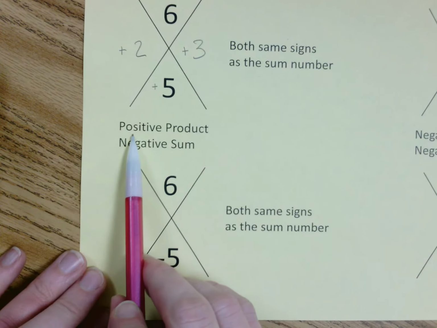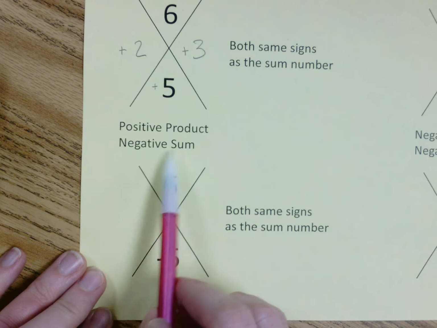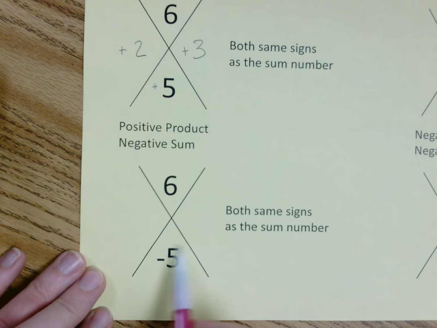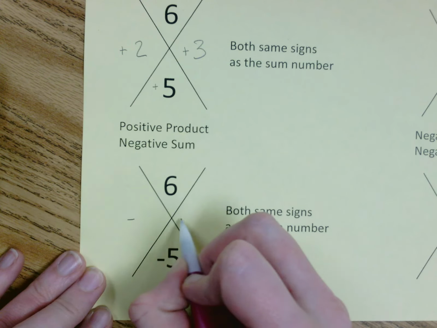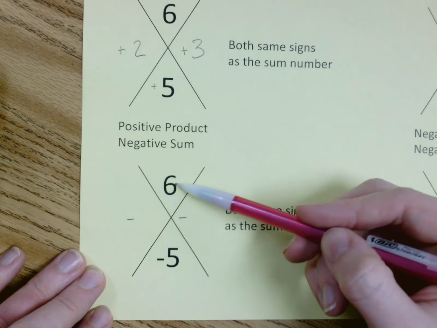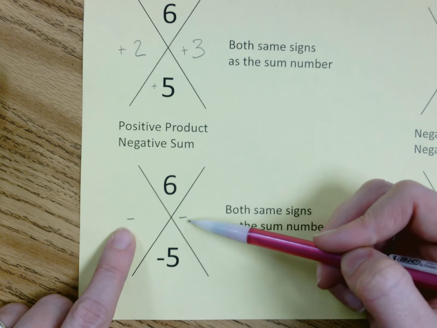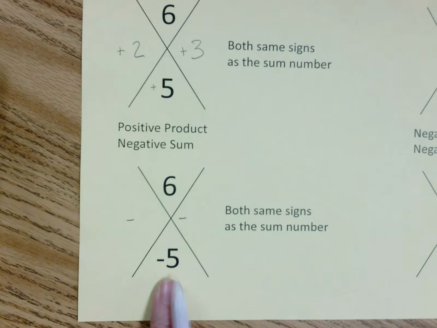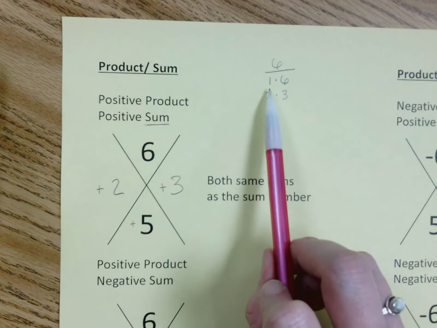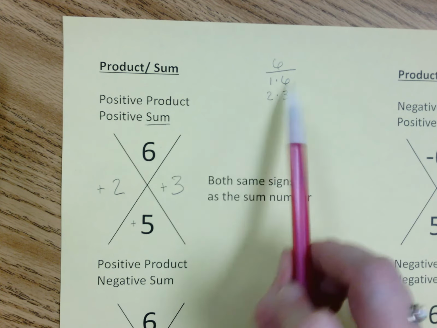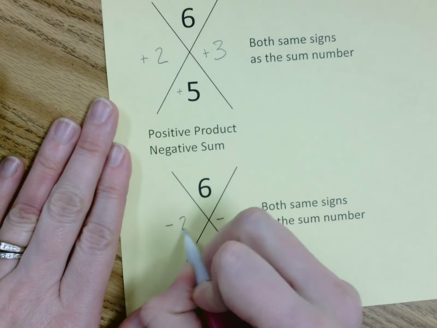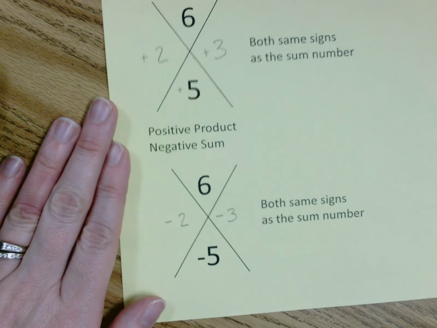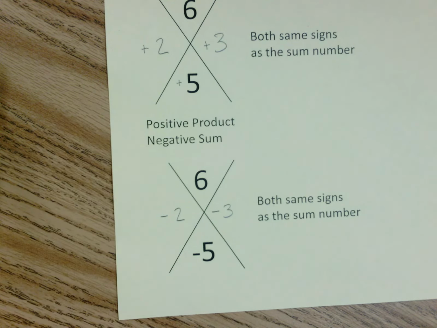So again, positive product. This time, though, we have a negative sum. So again, look at your sum number, and both signs need to be the same. So we're going to use a negative times a negative this time. We still need to multiply to get a positive, so that would work. Negative times a negative will multiply to get a positive, and we need to make them both negative because of this sum number here. So again, going back to our factor list, 1 plus 6 is 7, 2 plus 3 is 5, and we've already decided we need negative 2 and -3, and of course that does give us the sum of -5.